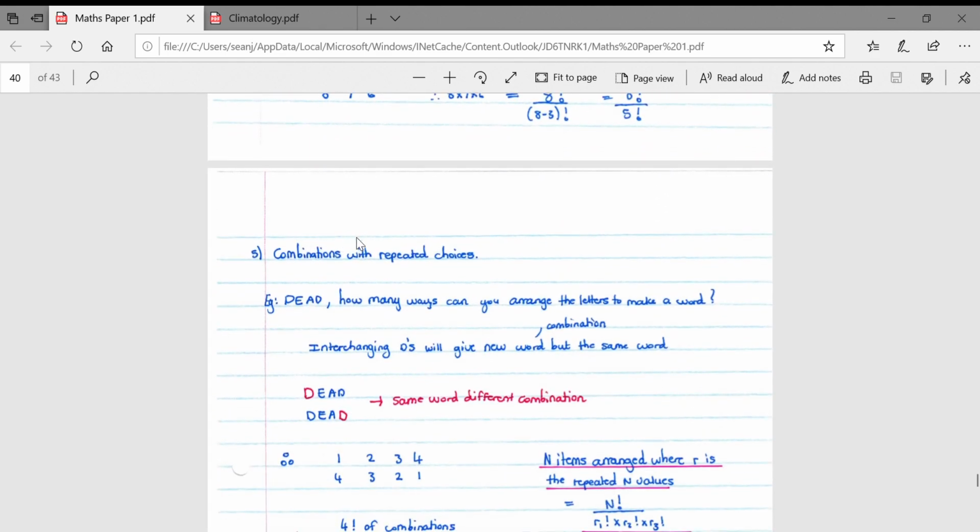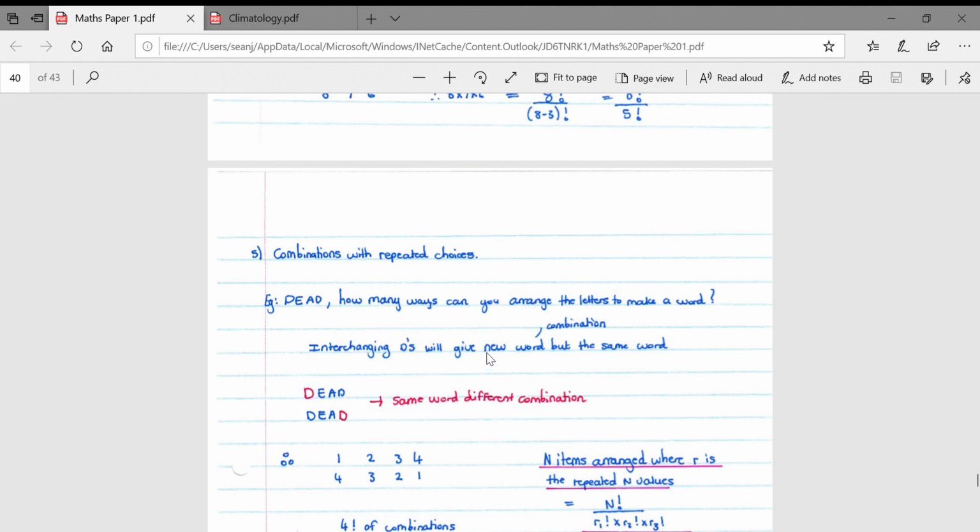Then combinations with repeated choices. A question like this will always come up, guaranteed. If we look at the word dead, we can see that D is repeated twice. So how many ways can you arrange the letters to make a word?